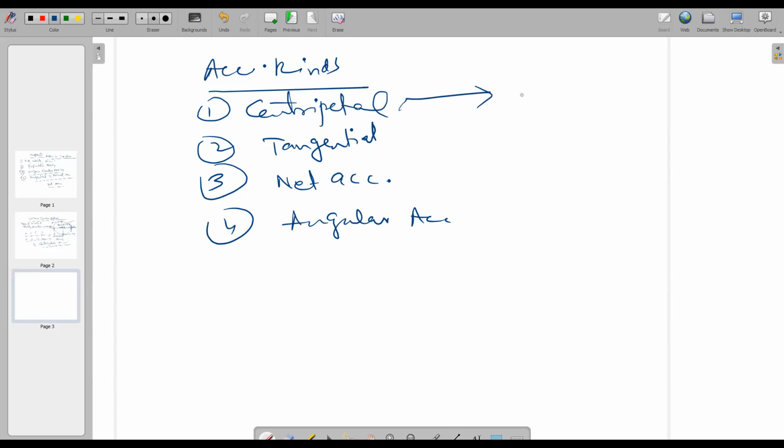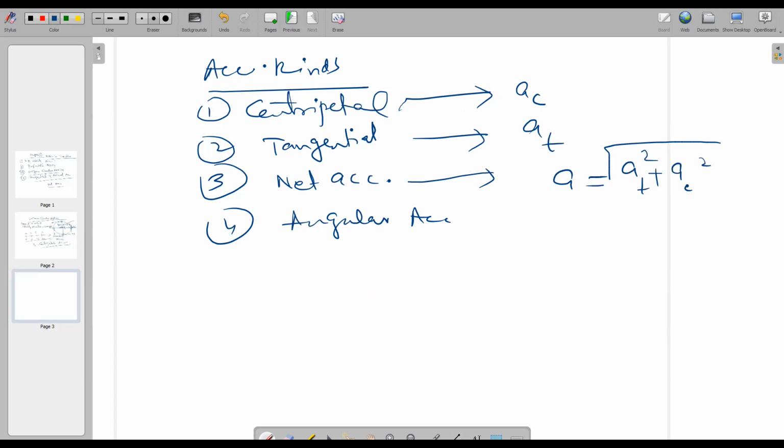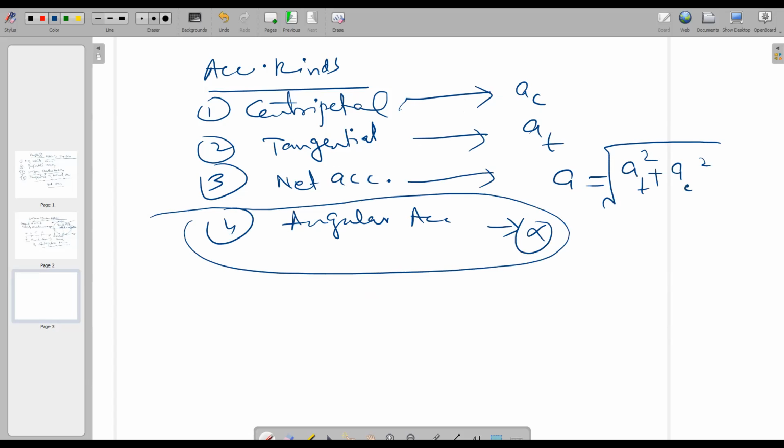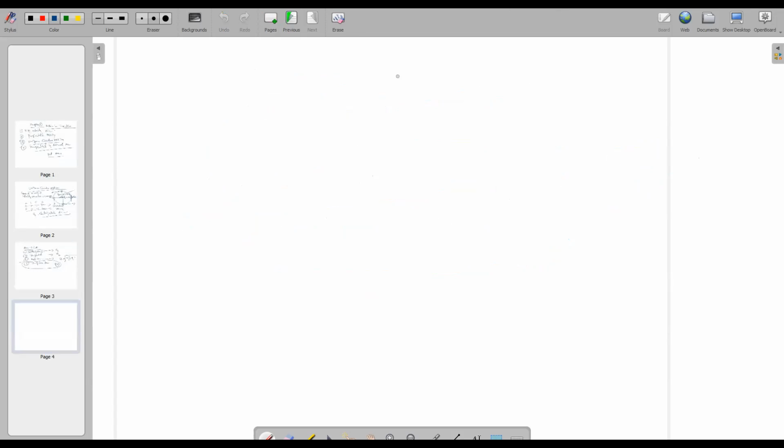So centripetal acceleration is AC, C for centripetal. Tangential is AT. Net is the combination of AC and AT, and this is the square root of AT square plus AC square. And angular acceleration is alpha, but we will study this one in the next chapter. So I want to focus on centripetal acceleration. This is one kind of uniform circular motion.